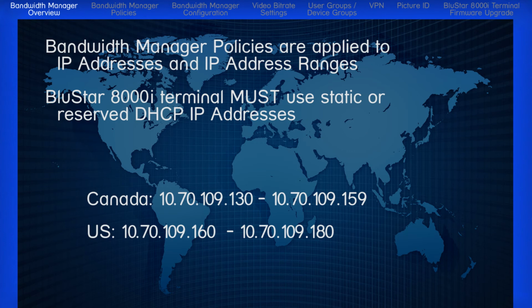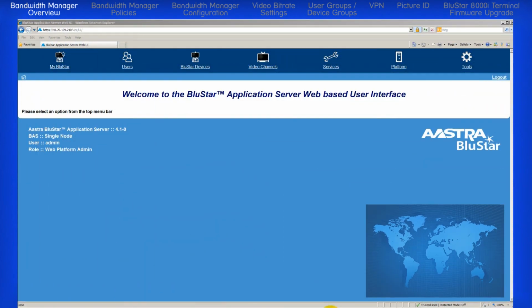My US office has a dedicated connection to the corporate office and will use the IP address range of 10.70.109.160 through 10.70.109.180. And my user in Europe will connect through a VPN connection with a reserved DHCP IP address of 10.70.109.190. So let's take a closer look at Bandwidth Manager.